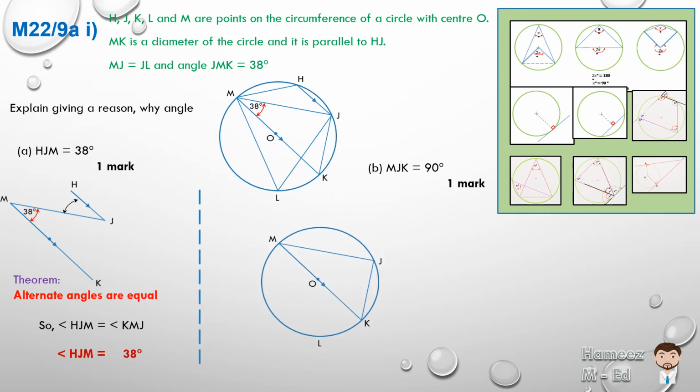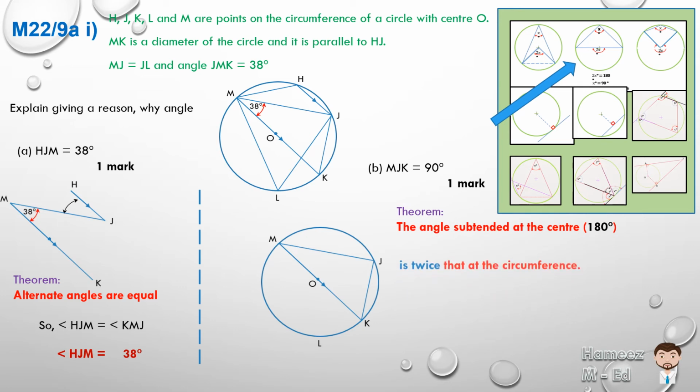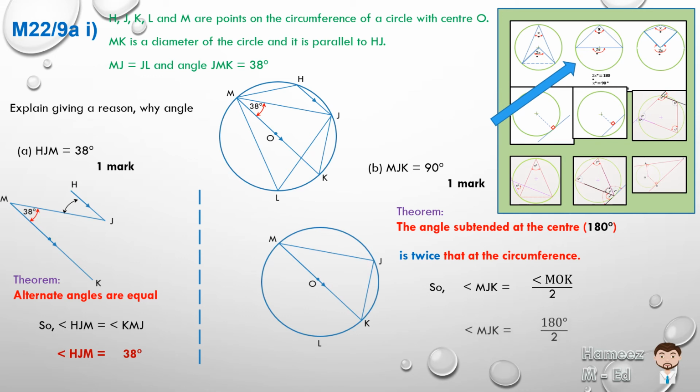Let's look at angle MJK in part B. Let's extract it. And what can we tell? It looks like the second rule. And the second rule tells us that the angle subtended at the center, which is 180 degrees, is twice that at the circumference. So angle MJK is equal to angle MOK, the one at the center, divided by 2, which is 180 degrees divided by 2, which is 90 degrees. So we've proven that angle MJK is a right angle.